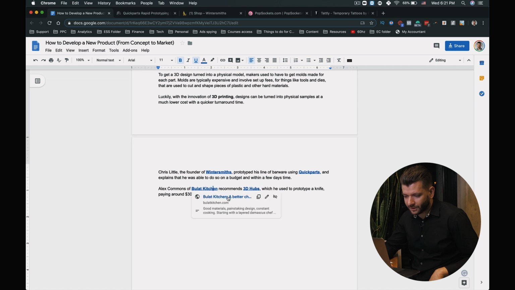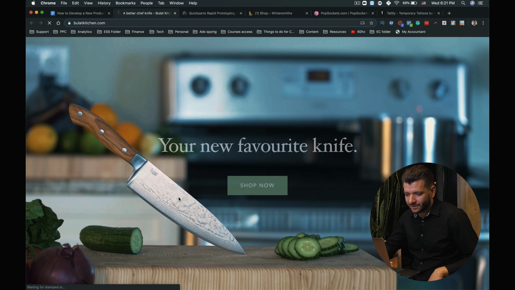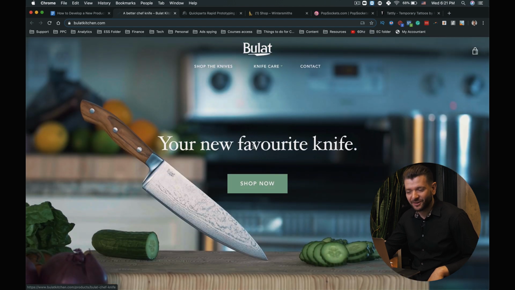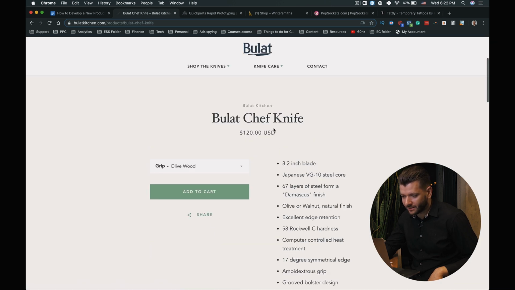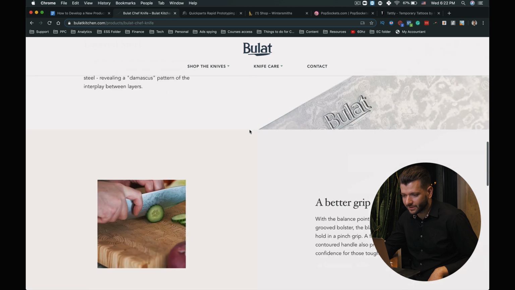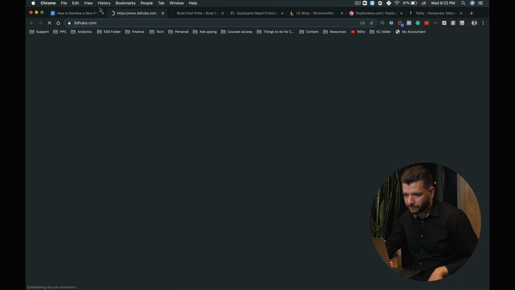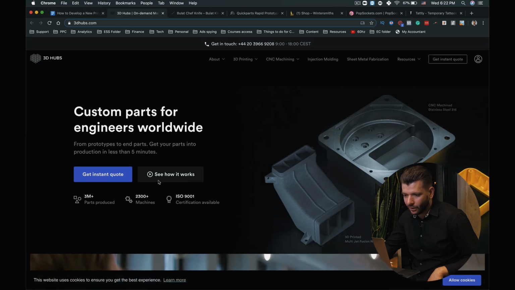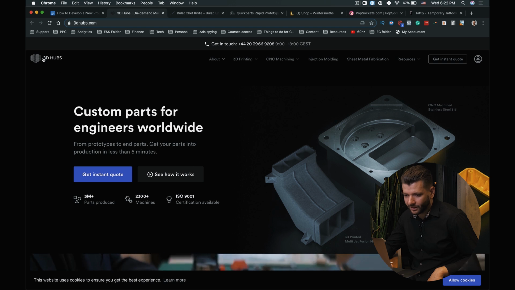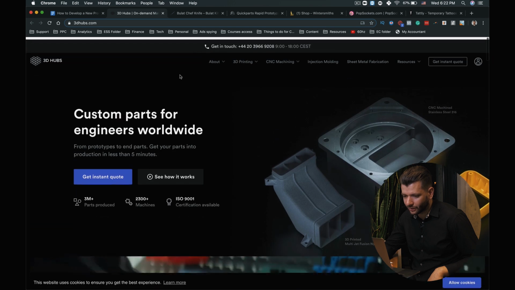So Alex comments of Bullet Kitchen. So you can see they do these knives. Obviously, this is not a product you can sell on Facebook, but good product, and they're doing quite well. So the knives are quite expensive. You can see here $120, and they have developed 3D hubs. So they developed this prototype with this company called 3D hubs. So you can see it's totally online.